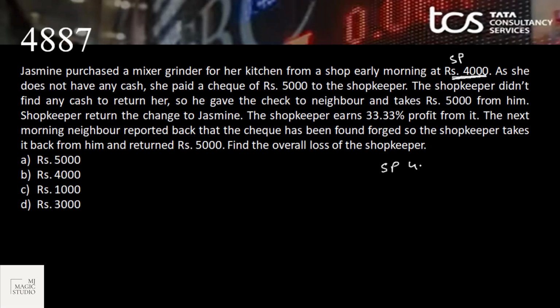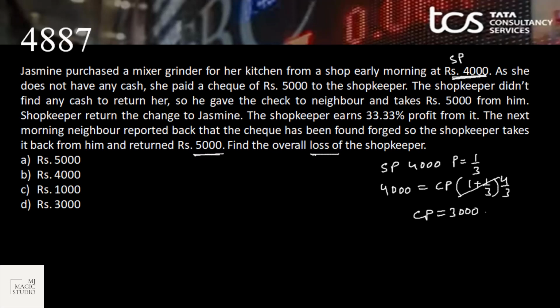So if selling price was 4,000, profit is 1/3. So we know that selling price equals CP into 1 plus profit. So that is 4 by 3. That means CP is 3,000. Okay. The next morning, neighbor reported back that the check has been found forged, so the shopkeeper takes it back from him and returns rupees 5,000 obviously. Find the overall loss of the shopkeeper.